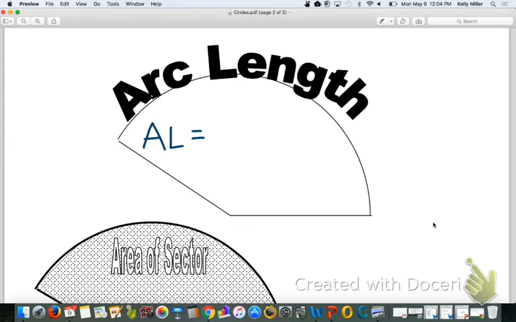We need to find what fraction of the circle I'm looking for. To find that fraction of the circle, we're going to take your central angle and divide it by 360 to get that 1/2, that 1/4, that 1/8. And then we're going to multiply it by what?